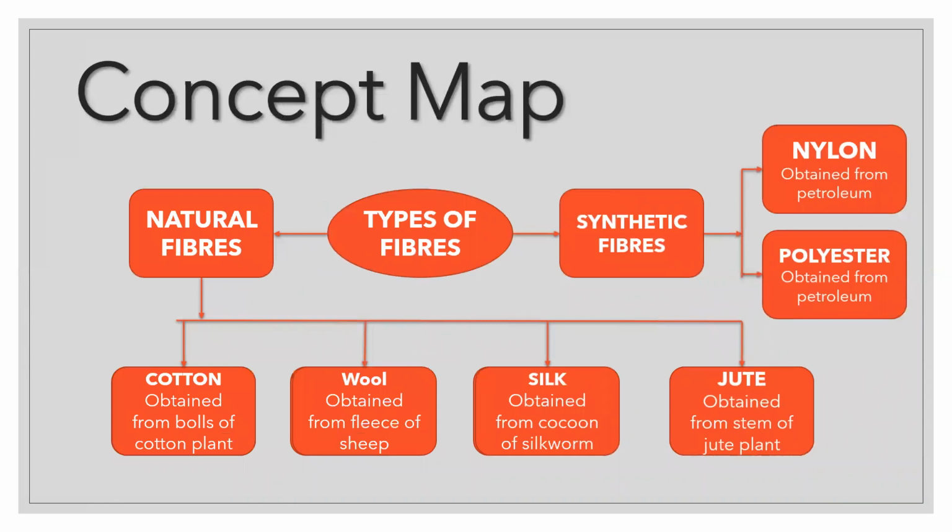Now, let's have a look at the concept map. Types of fiber. Synthetic fibers: nylon obtained from petroleum, polyester obtained from petroleum. Natural fibers: cotton obtained from bolls of cotton plant, wool obtained from fleece of sheep, silk obtained from cocoon of silkworm, jute obtained from stem of jute plant.